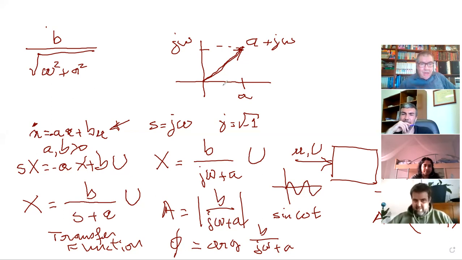Okay, so the square of this plus the square of this is the square of the hypotenuse. Okay, so which is the length? So it's the square root of omega squared plus a squared. It's okay. You know the theorem of Pythagoras.